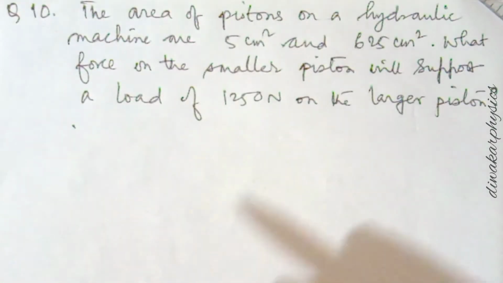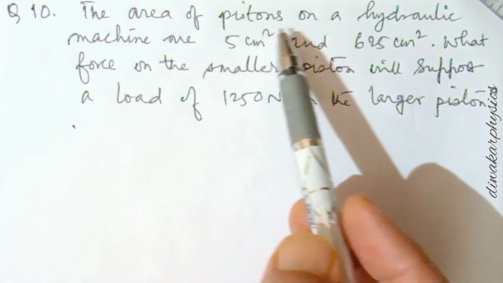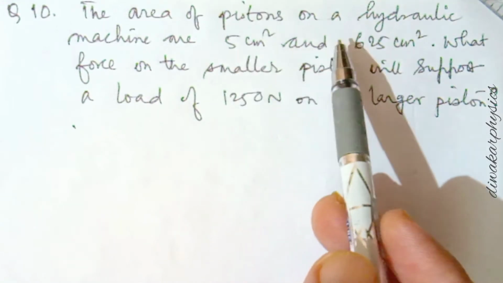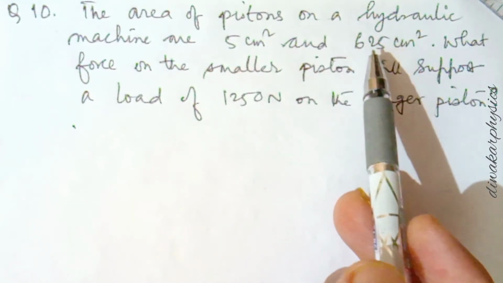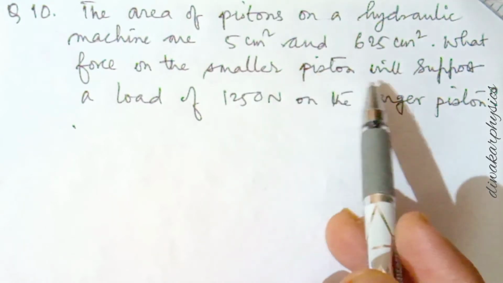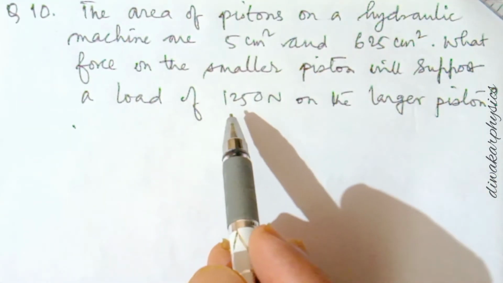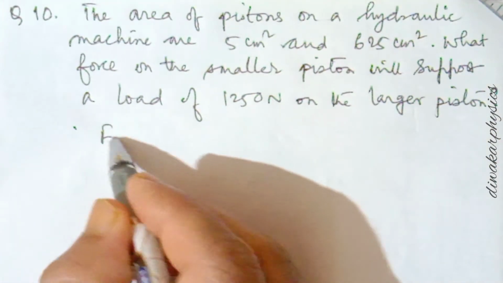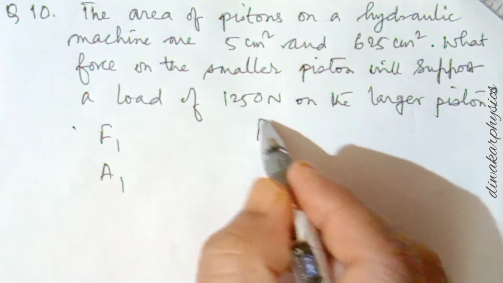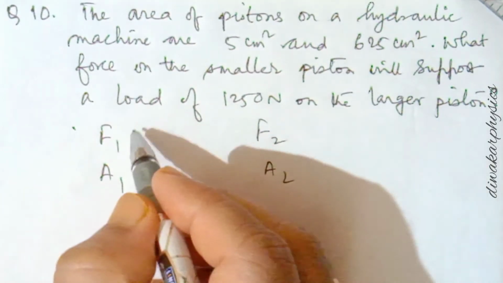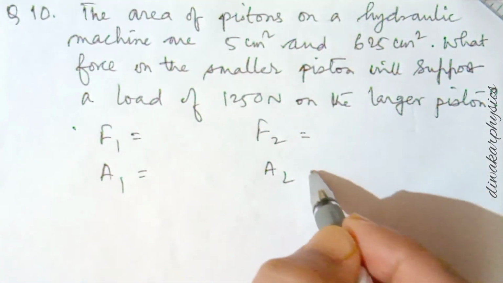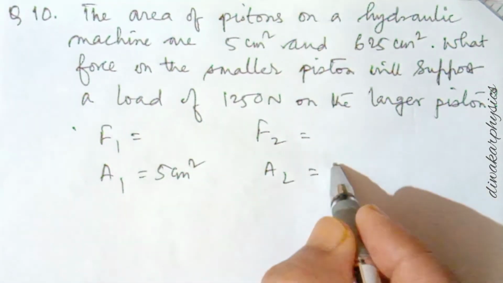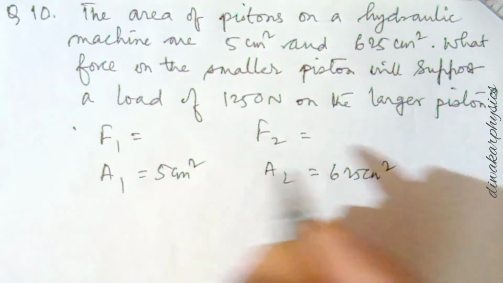Now I will move to question number 10. The area of pistons on a hydraulic machine are 5 cm square and 625 cm square. What force on the smaller piston will support a load of 1250 Newton on the larger piston? So same way I'll do F1, A1, F2, A2. Okay, so if I take this as 5 cm square, then this will be 625 cm square.